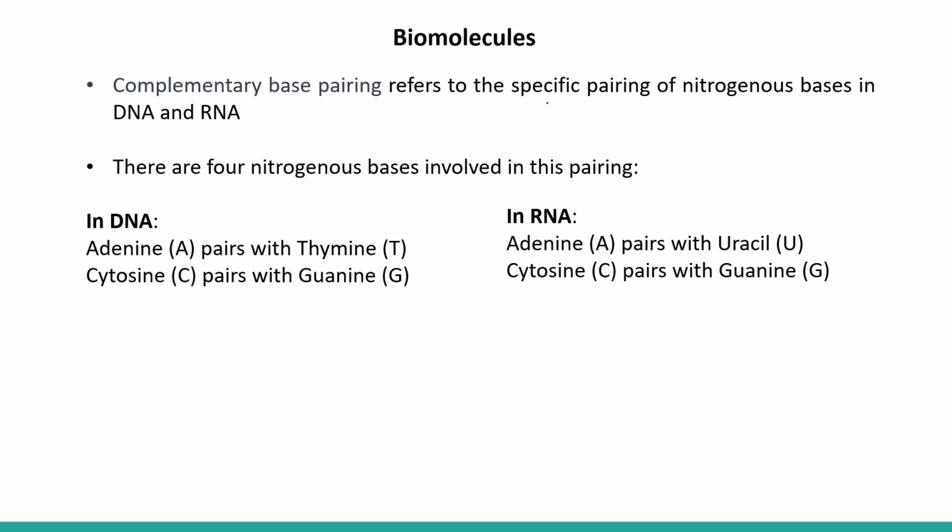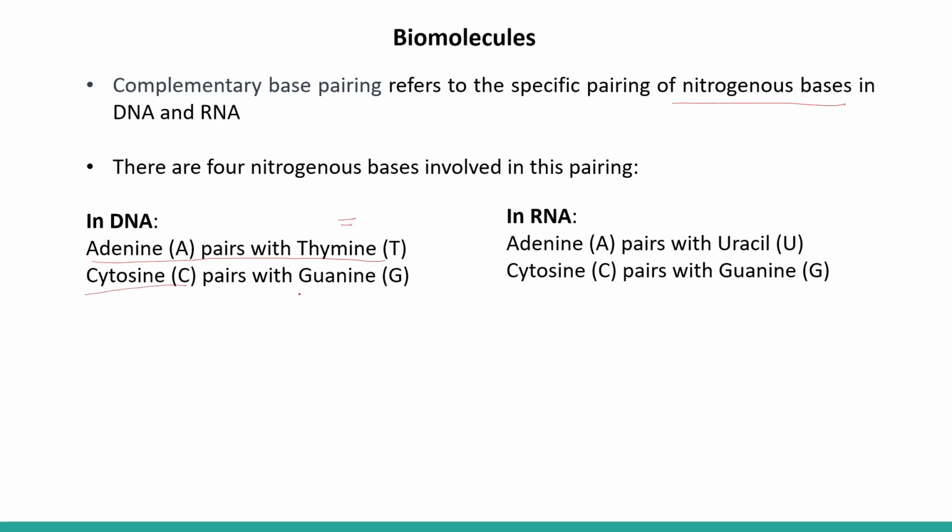Complementary base pairing refers to the specific pairing of the nitrogenous bases in the DNA and RNA. So how do they base pair? Their base pairing is very, very specific. Adenine always pairs with thymine with the help of two double bonds.